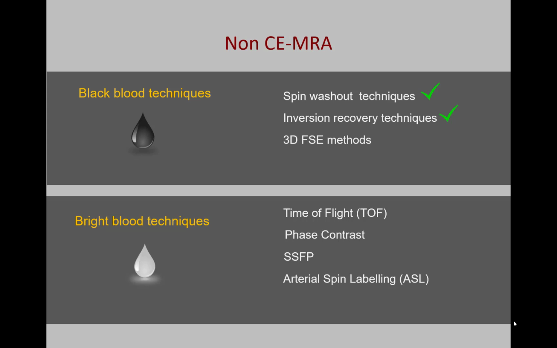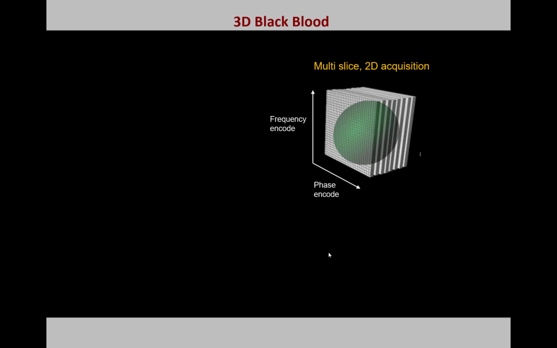So really for this one, we're doing a quick review of what 3D fast spin echo is, and then we'll quickly bring in the black blood aspect of it at the very end. So let's remind ourselves just of the difference between 2D acquisitions and 3D acquisitions.